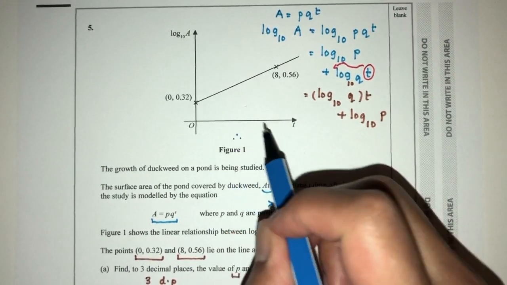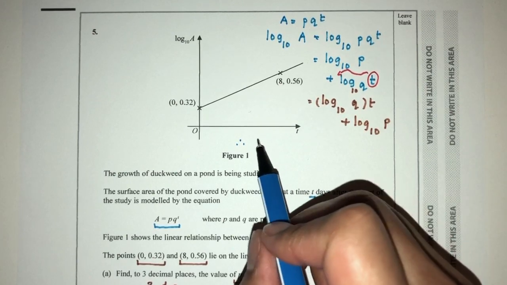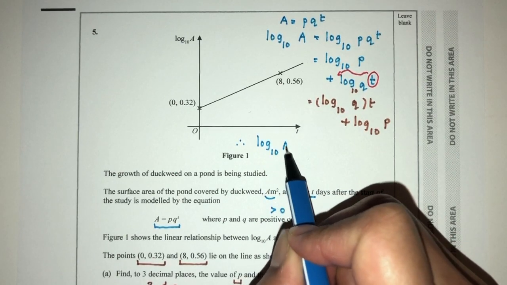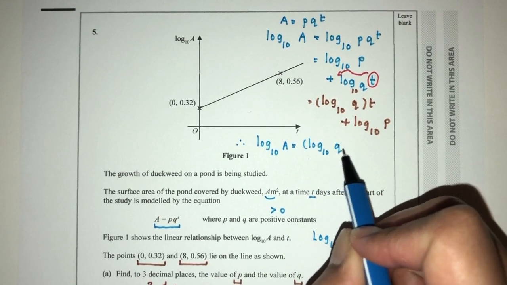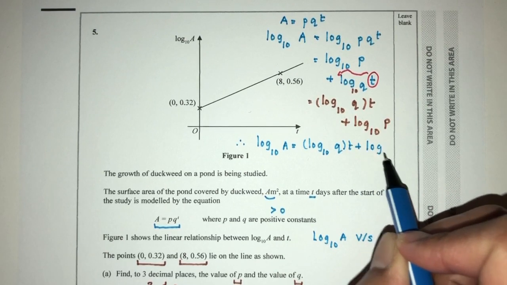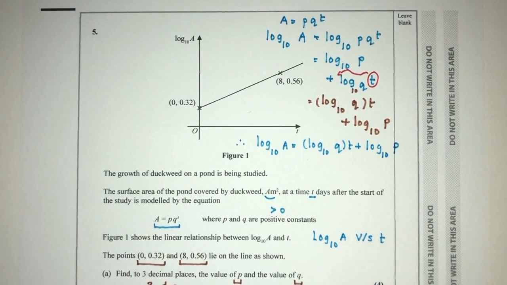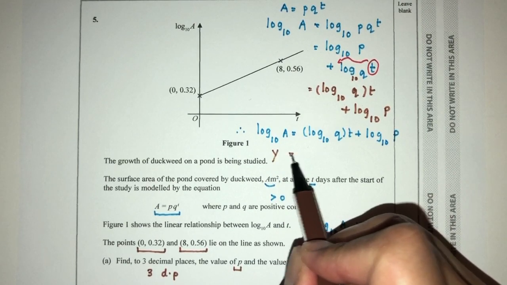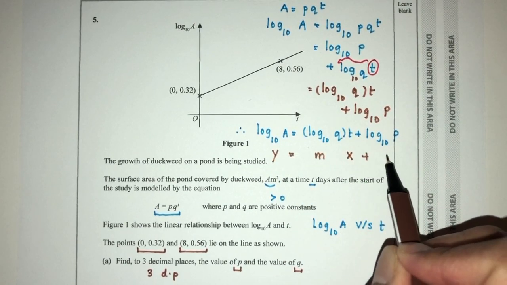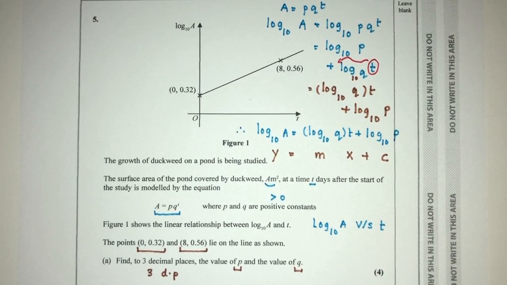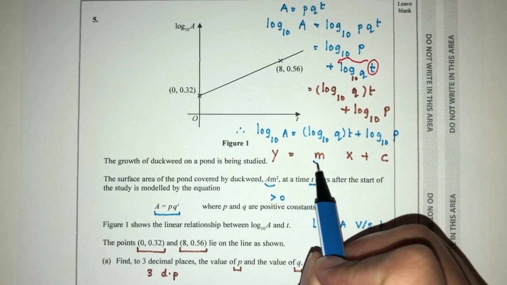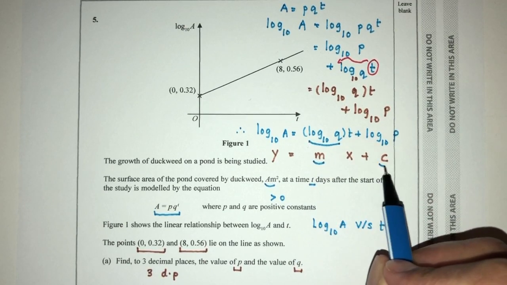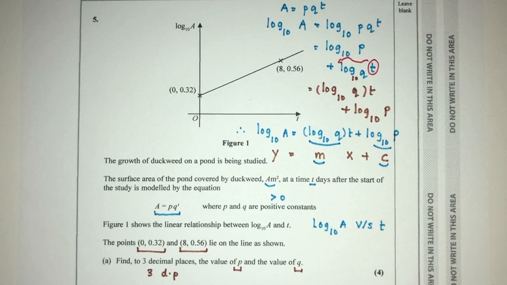So we realize that this equation can also be written as log base 10 of A is equal to log base 10 of q times t plus log base 10 of p. Now if you compare, that is pretty similar to what? To y equal to mx plus c. The reason we can compare with this is because we can see clearly that it is a straight line, and this is the equation of a straight line usually. Now by comparison, this gradient has to be this, and this is the y-intercept. So by using that knowledge, we can find the value of p and q.